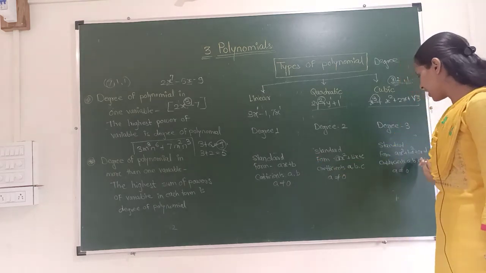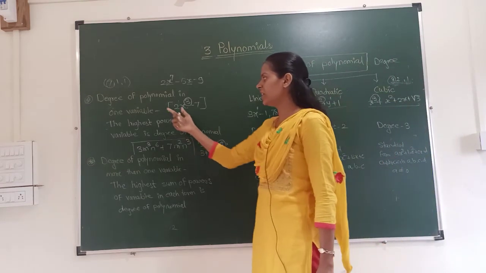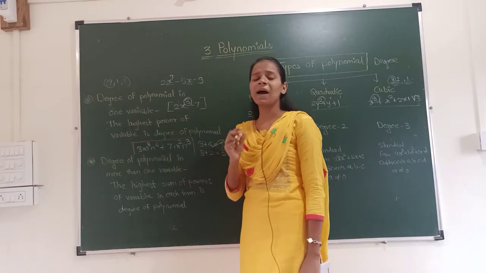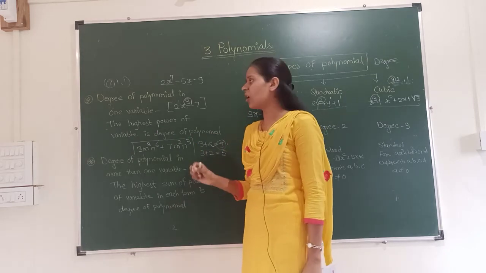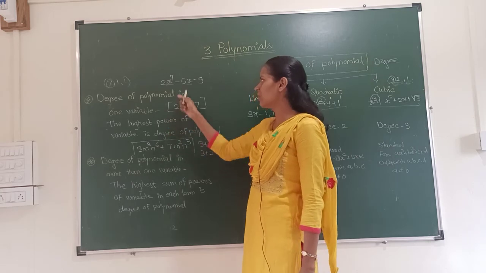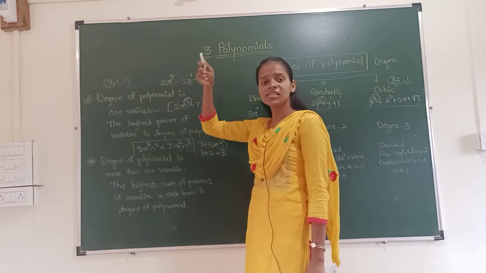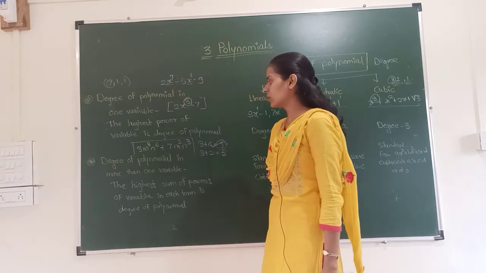I have written the standard forms and coefficients over here. We have seen degree of polynomial in one variable. The highest power of variable is called the degree of polynomial. We have seen here the highest power is 3. Therefore, 3 is the degree. Here highest power is 7. Here is 1 and here is 7. 7 is the highest. So, 7 is the degree of polynomial.